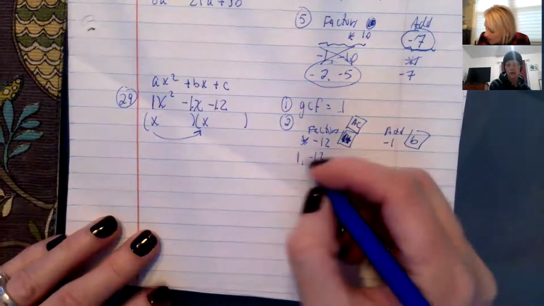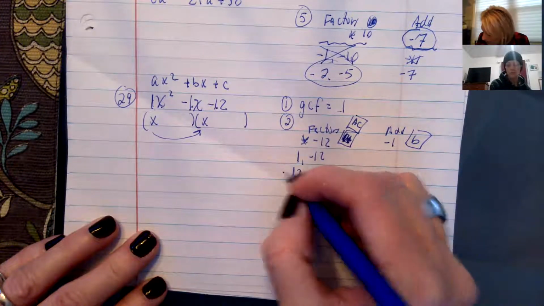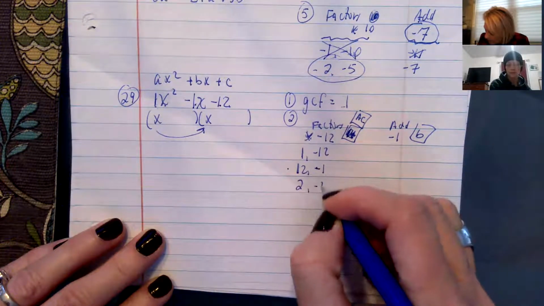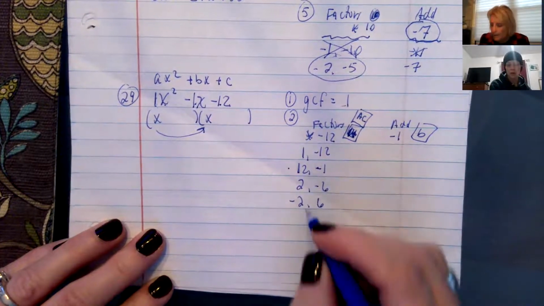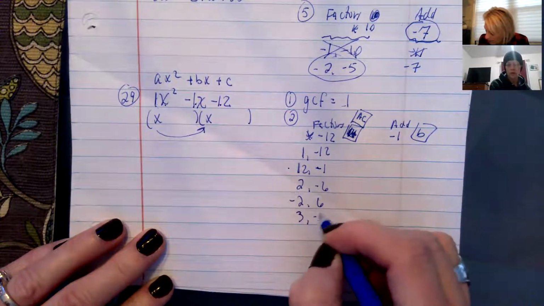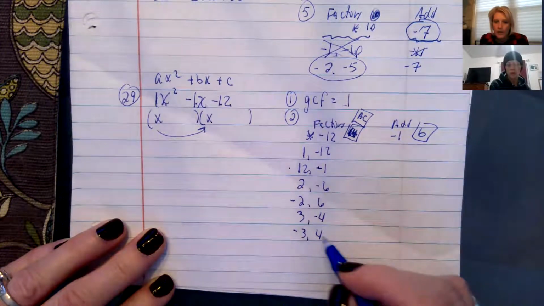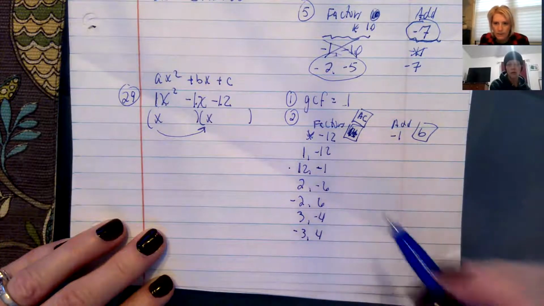Okay, so we've got 1 and a negative 12, 12 and a negative 1. We've got 2 and a negative 6, a negative 2 and positive 6. And then we've got 3 and a negative 4 and negative 3 and a positive 4. And then I'm right back at the flip-flop, right? This is my exhaustive list.